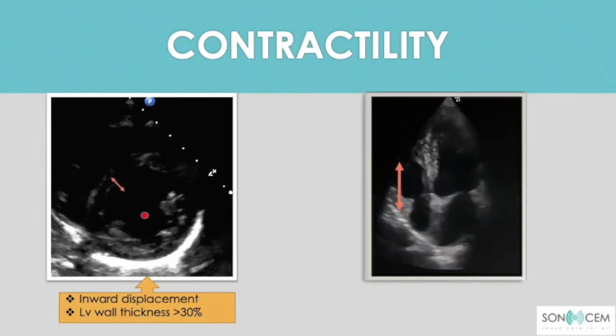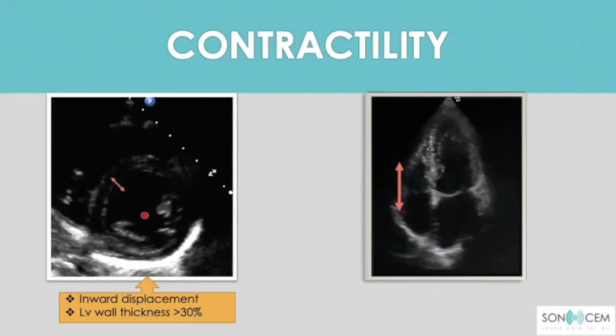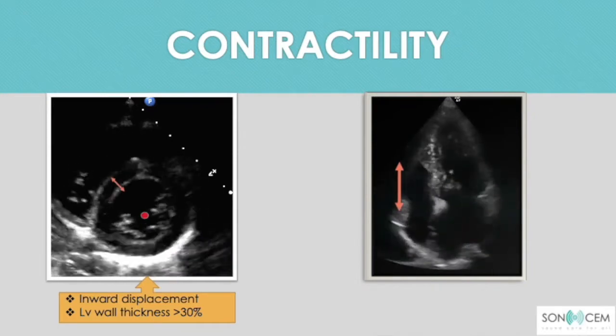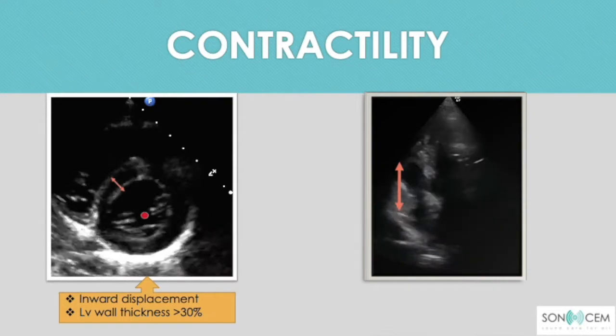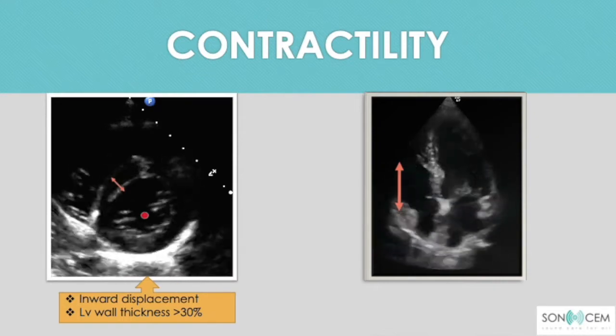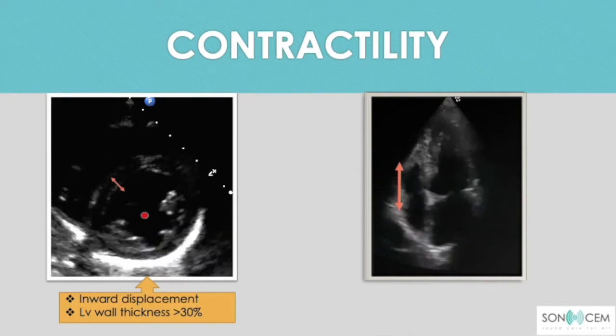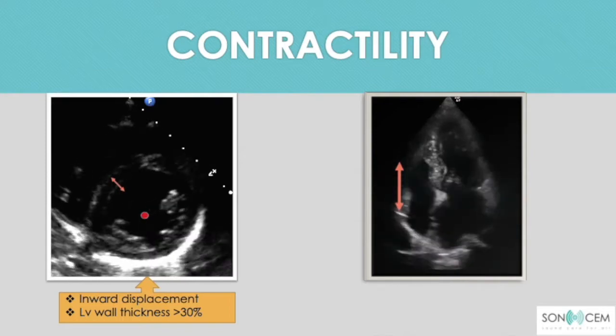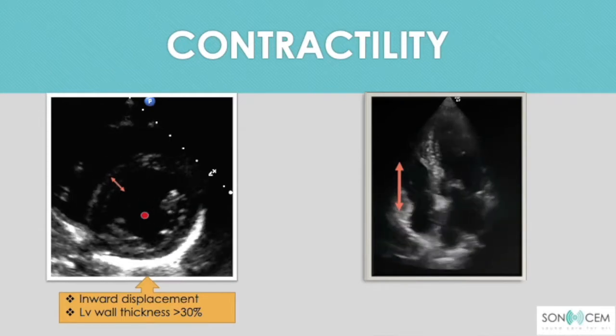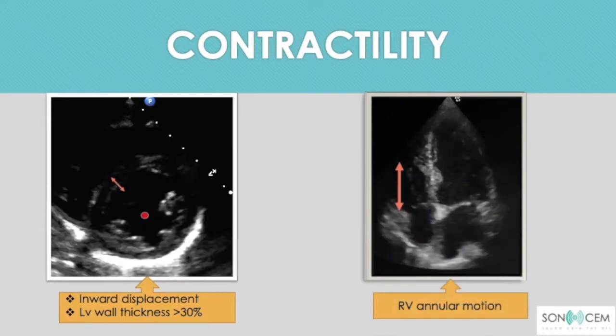How about RV contractility? We can see from the tricuspid annular motion. It is good when it can move up to approximately 2 cm by looking at the ruler at the side. Otherwise, we can calculate it by doing TAPSE, tricuspid annular plane systolic excursion. If the value is more than 1.6 cm, the RV contractility is good.